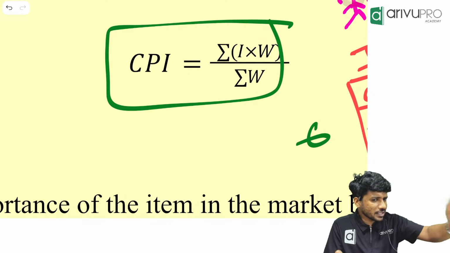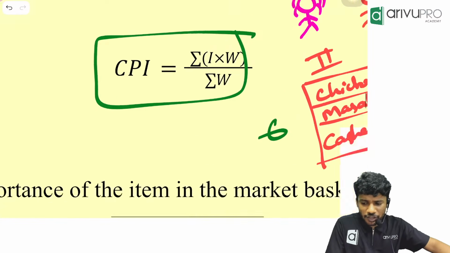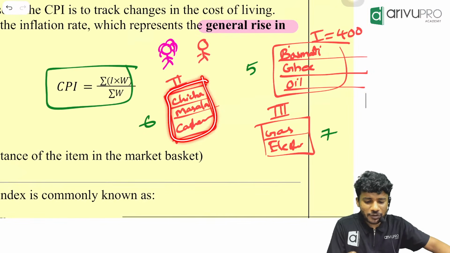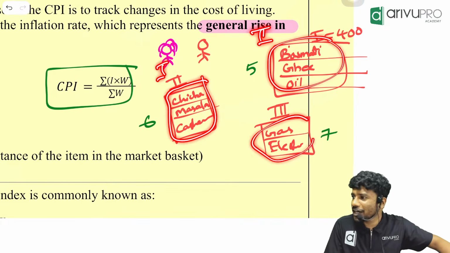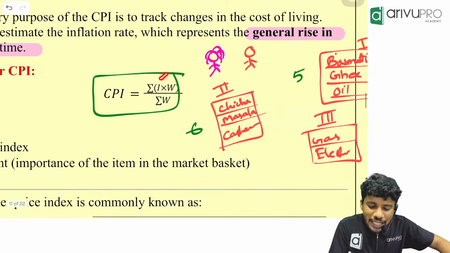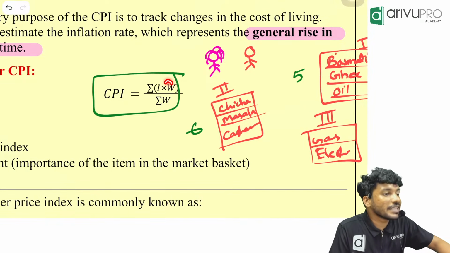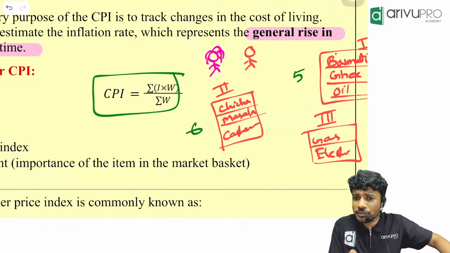Each market basket will have some index number, right? For example, our chicken masala has one index number, then this has another index number, and this has another. That value we need to multiply with what? Weight. And click M plus accordingly.